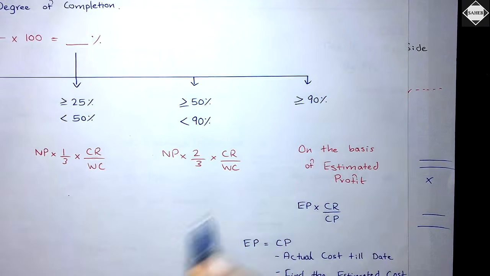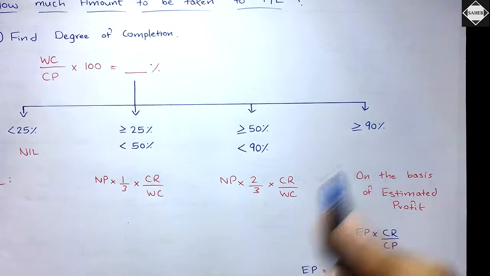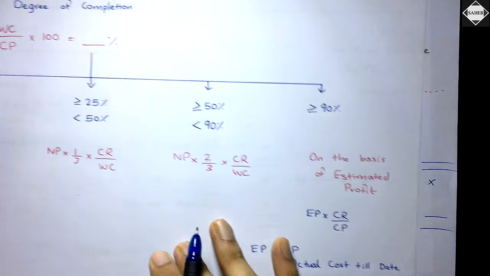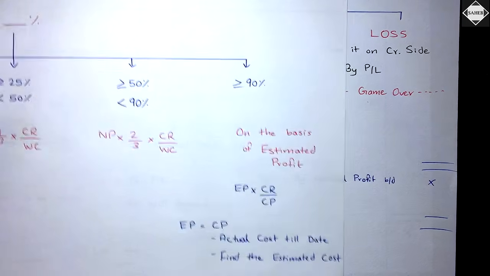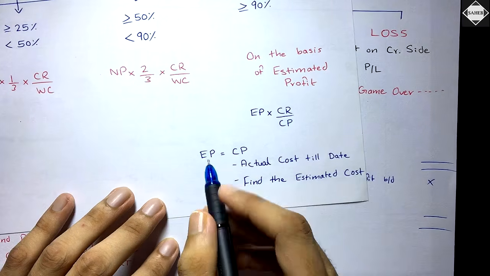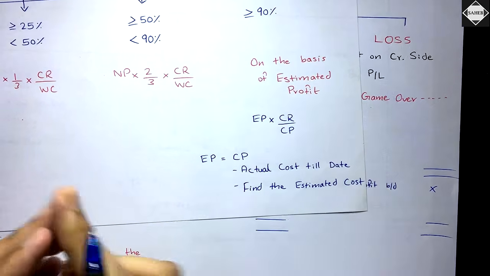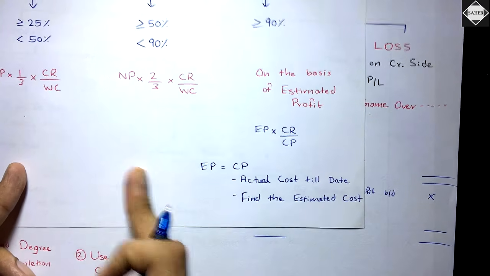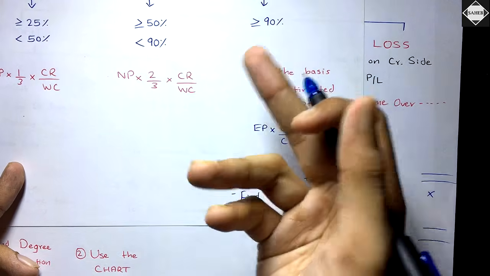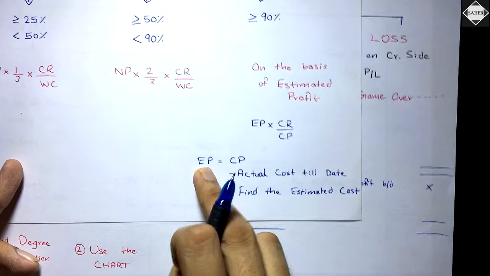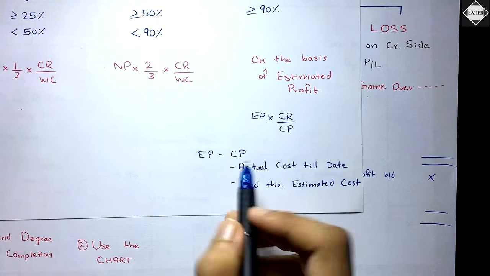Then if the degree of completion is more than 90%, that means the contract is almost over. So now you have to transfer on the basis of estimated profit. How are you going to calculate the estimated profit? Estimated profit means contract price minus actual cost till date, whatever cost you have incurred till now, and then minus the remaining estimated cost, whatever you will have to incur. Simple as that. These two things you will subtract from the contract price.